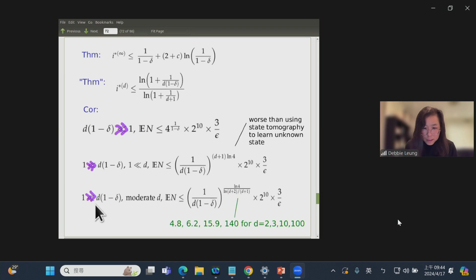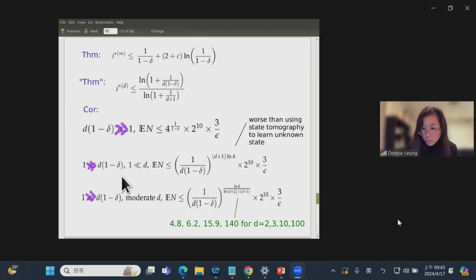And finally, if D times (1 minus delta) is much smaller than 1, but D is very moderate, then you have a polynomial dependence of 1/(D times (1 minus delta)). This exponent here is computed like this, so it rapidly increases with D. But for very small D, it's not so bad. So the first and the last item, it is reasonable in comparison with other known methods. There is no known method for the first approach, because if the dimension cannot be bounded, you cannot bound the complexity for state tomography.